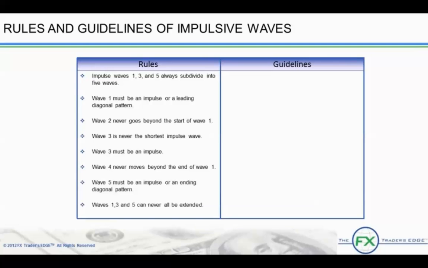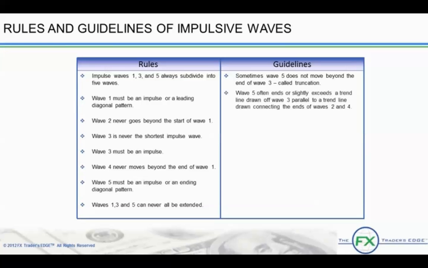And now for some guidelines. 1. Sometimes wave 5 does not move beyond the end of wave 3. This is called truncation. 2. Wave 5 often ends or slightly exceeds a trend line drawn off wave 3 parallel to a trend line drawn connecting the ends of waves 2 and 4.